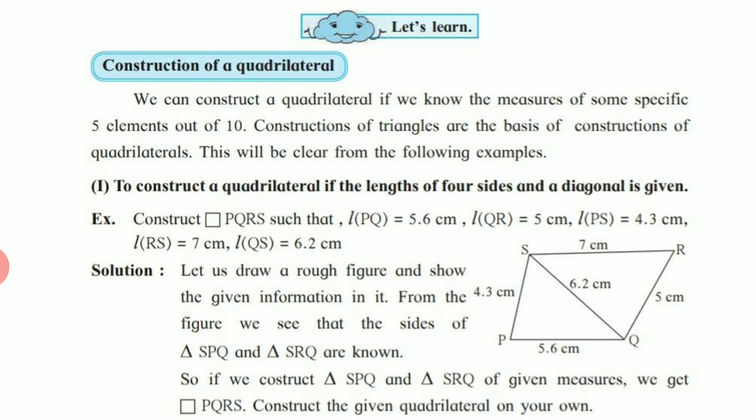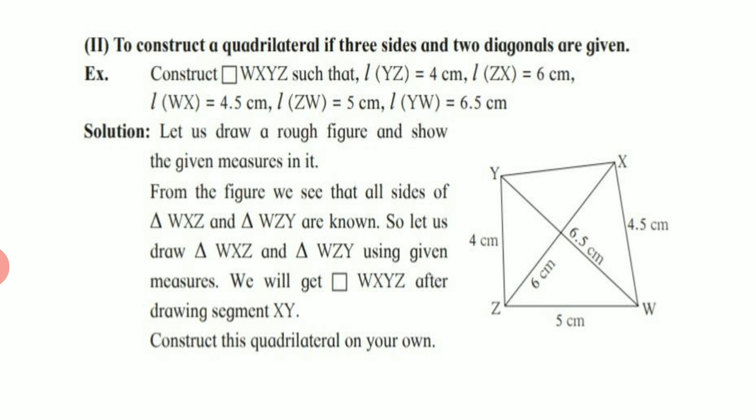From the figure, we see that the sides of triangle SPQ and triangle SRQ are known. So, if we construct triangle SPQ and triangle SRQ of the given measures, we get rectangle or quadrilateral PQRS. Construct the given quadrilateral on your own.